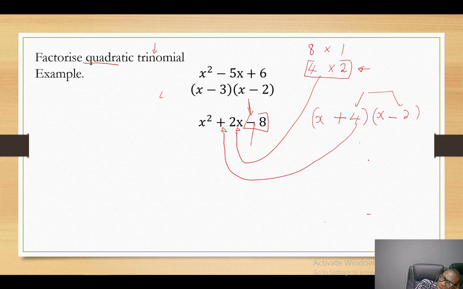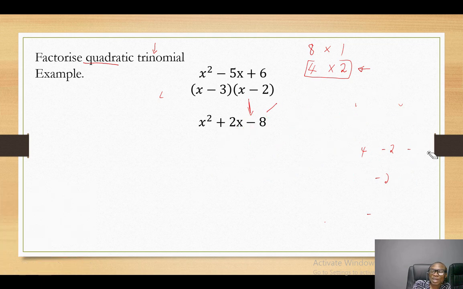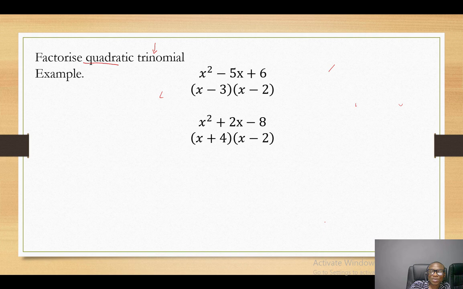So let us check. It's important to check. Let us take this positive 4 and multiply it with negative 2. Yes, we are getting negative 8. We need this last term, which is negative 8. And we know that positive 4 minus 2 is 2. So these are the right factors, x plus 4, x minus 2. X plus 4, x minus 2. Let's check. Good.